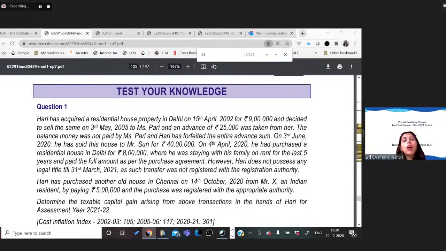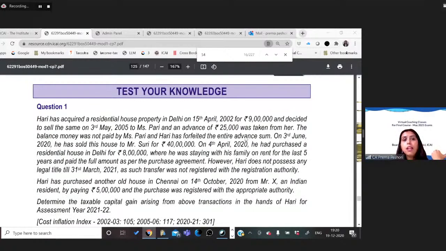Right? So what I taught you was that if it is before 1/4/2014, you will reduce it from cost of acquisition. If it is after 1/4/2014, you will tax it as income from other sources. In this case, it is before 1/4/2014. So therefore, you will reduce this advance from the cost of acquisition. Answer clear? So from 9 lakh, this will be reduced. Then on 3rd June, he sold the house for rupees 40 lakh. And 40 lakh will be a full value of consideration.